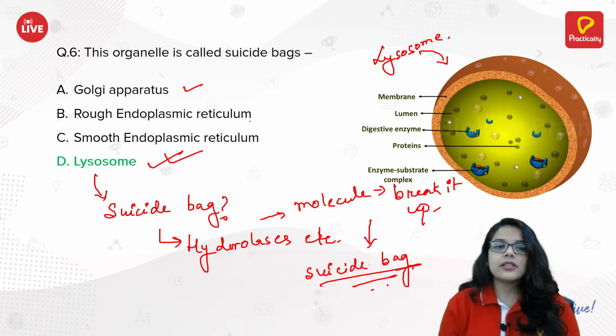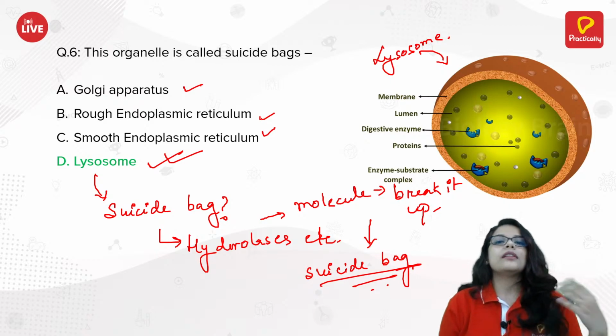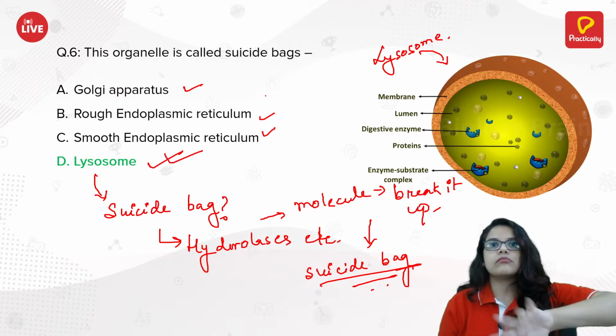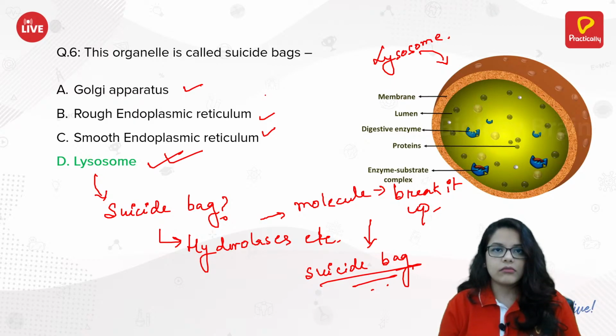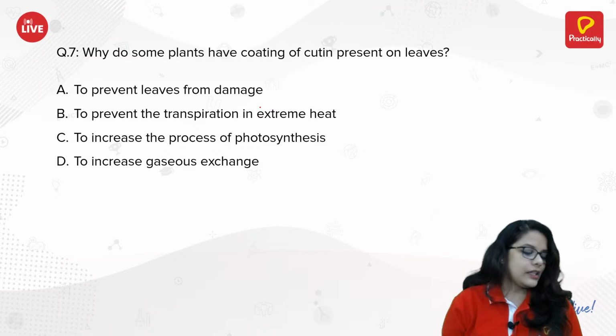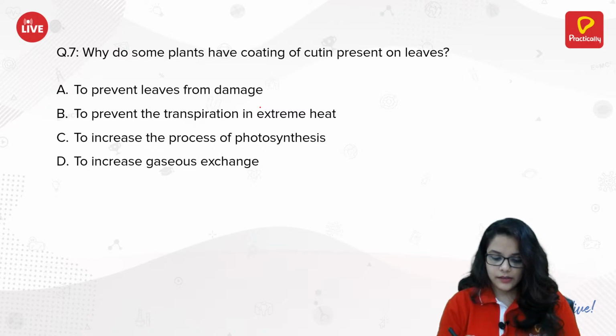Now, Golgi apparatus, rough endoplasmic reticulum and smooth endoplasmic reticulum have their own synthesis. They synthesize different kinds of molecules. They are not involved in any digestion mechanism, so they are not known as suicide bags.